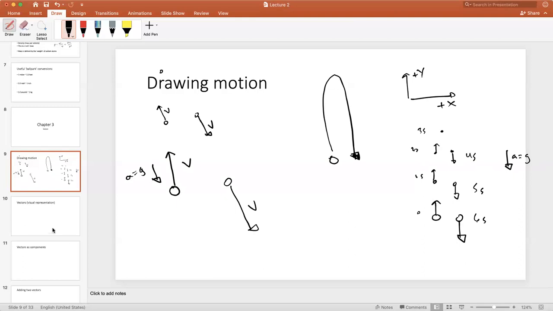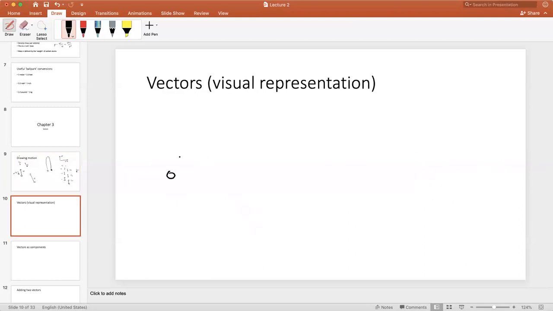Now, the visual representation, as I said, is you draw an arrow. You have to have some kind of coordinate system. So again, positive y up, positive x to the right. So this is my vector. And let's say that I've defined this as 2 meters per second, because I want this to be a velocity vector. No matter where I put this vector, as long as I don't change its orientation, it's the same vector.